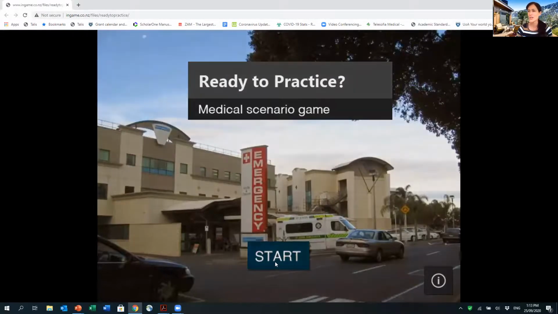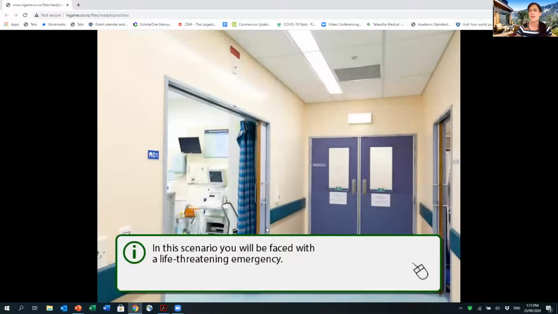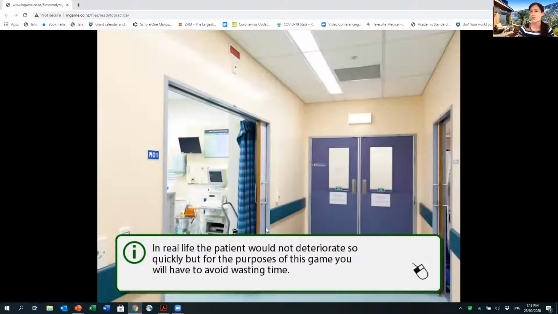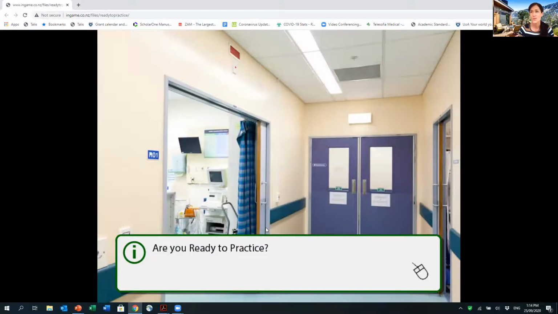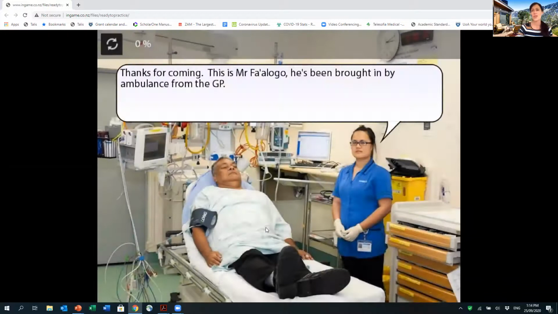Right, so are you ready to practice? In the scenario you're faced with a life-threatening emergency. In real life your patient would not deteriorate so quickly, but for the purposes of this game or simulation, you will need to avoid wasting time. So are you ready? Let's see. Here you are with a patient in a hospital. The nurse is providing you with a medical handover and she's giving you some information.